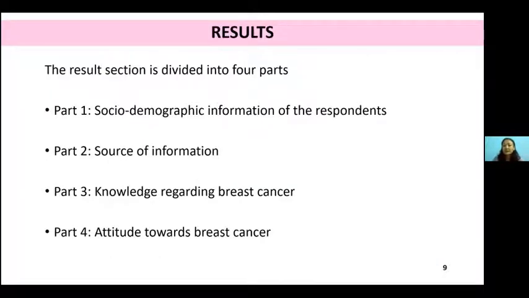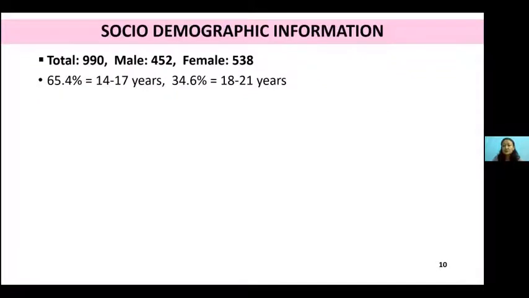Then the results were divided like the questionnaire, that is socio-demographic information of the respondents, source of information, knowledge regarding breast cancer, and attitude towards breast cancer. First is socio-demographic information. There were a total of 990 participants, of which 452 were male and 538 female. 65.4% of the participants were from the age group of 14 to 17 years, and 34.6% were from the age group of 18 to 21 years.